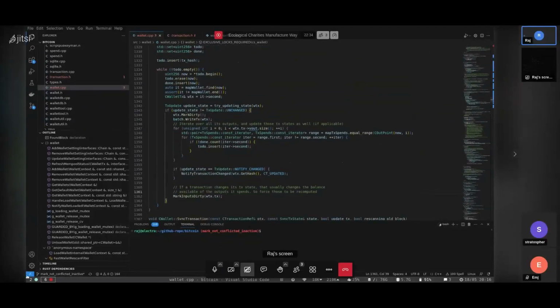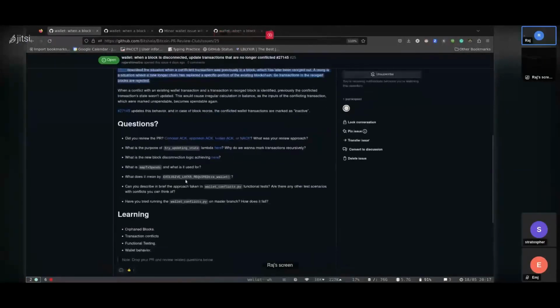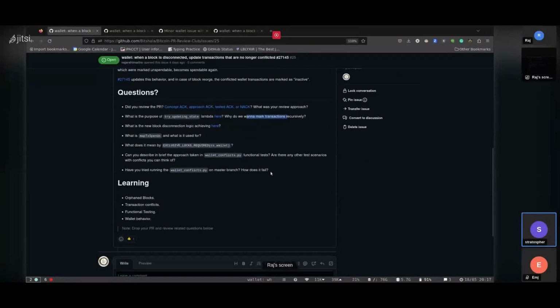Moving back to our questions, this is the lambda that we talked about. Why do we want to mark transactions recursively? Because the child transaction state also depends on the parent transaction state. If the parent transaction got marked as something, the child transaction also has to be marked similarly. Yeah, makes sense.